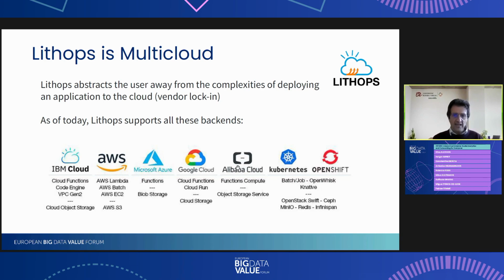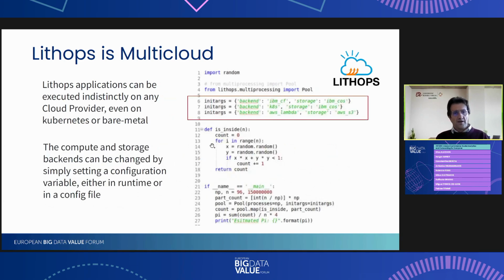But Lithops can also run on-premise. We run on top of Kubernetes and Knative, and we run on top of OpenStack. And as storage, you can use MinIO, Object Storage, OpenStack Swift, Redis, Infinispan, Ceph. So you can also deploy this on-premise and combine it with cloud resources if you need them.